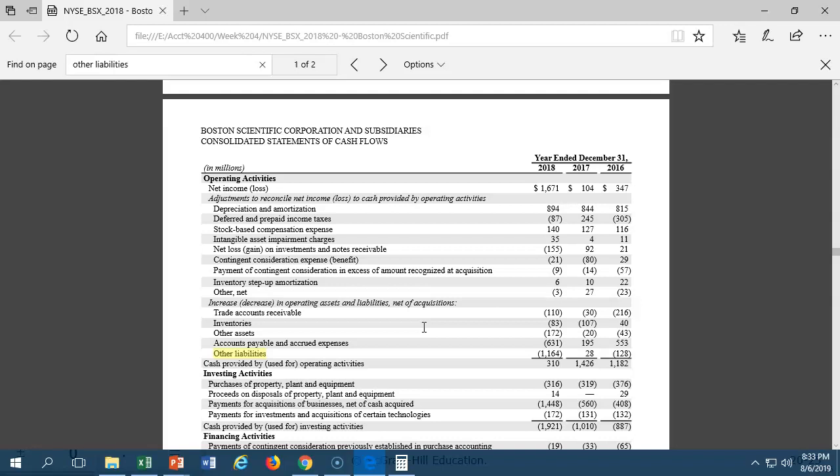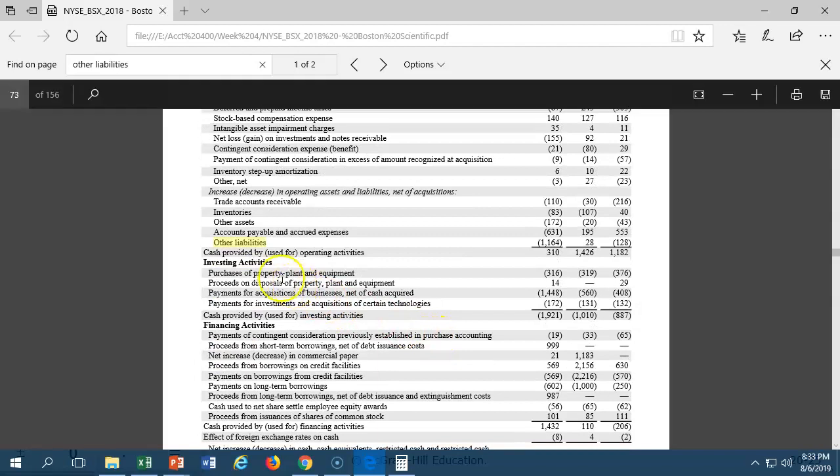Let's give it a shot for the investing. We still have some time. Let's move to the investing activities. So what information can we gather from investing activities? I would go through the same thing. It appears that purchase of property, plant, and equipment seems to be in line with prior years.